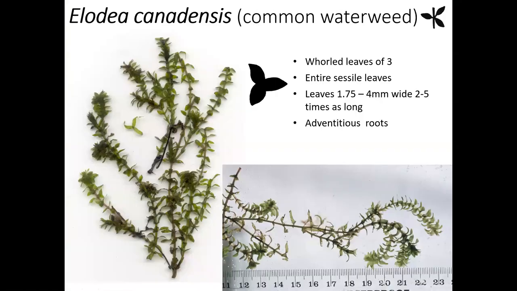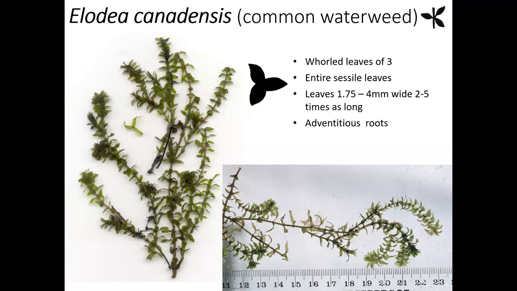Okay, so the first species is Elodea canadensis, or common waterweed. This species is a cosmopolitan species. It's found in a lot of different lakes. Typically, I don't see it in oligotrophic lakes or super clear lakes. It is a whorled plant. It has whorls of leaves of 3.